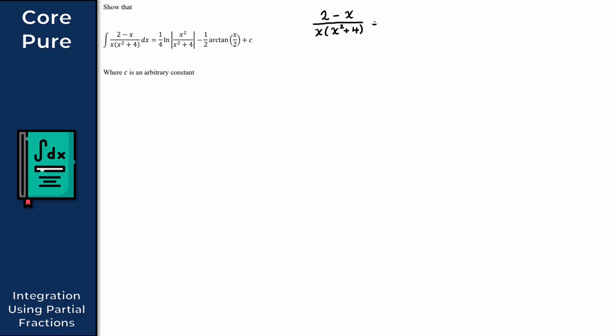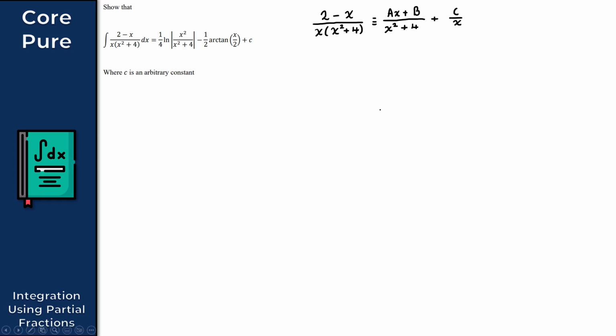Okay, so if we split this up into partial fractions then, given that the factors here of the denominator are already in their simplest form, what we obtain here then is ax plus b, so ax plus b all over x squared plus 4, like so. And then for the factor of x here, we get c over x. So plus c over x there.